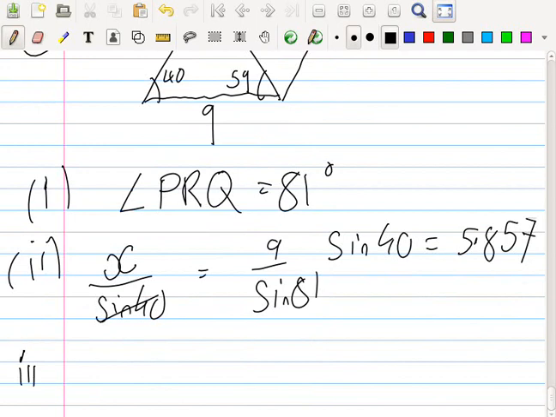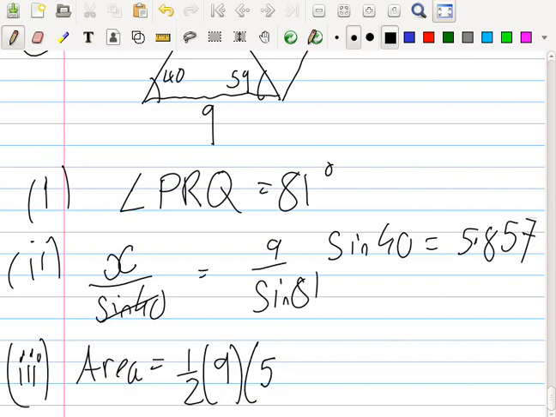Okay, 3. Find the area of PQR. So how do I find the area? It'd be a half times, what number? 9, yep, times 5.857 times sine of what angle? 59, very good.